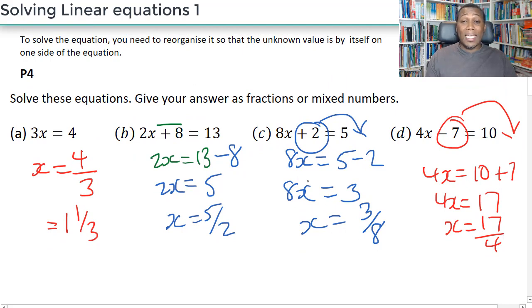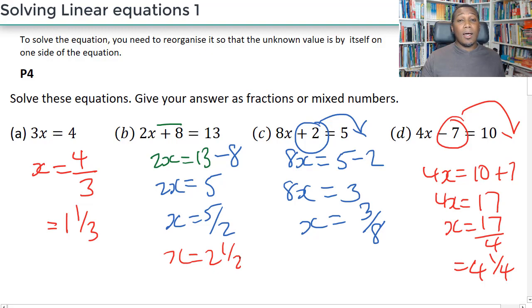If you want to make it a mixed number, how many 4s are in 17? 4, remainder 1 out of 4, so 4 1/4. The one before this was 2 1/2. I forgot that x is 2 1/2. Don't need to make it a mixed number unless a question specifically says so. You don't need to do it.